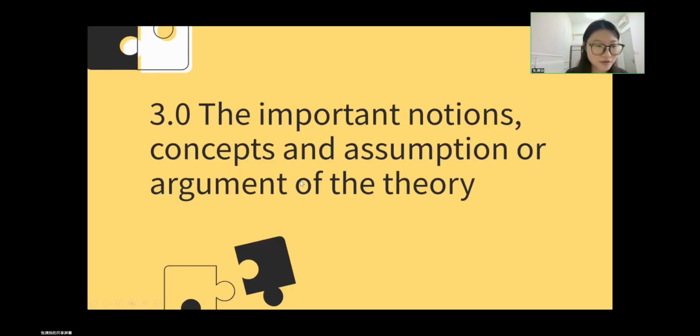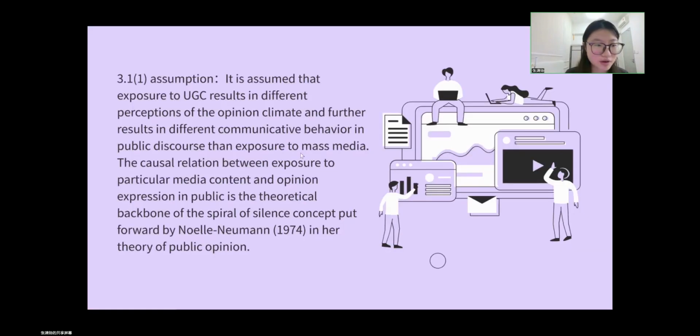What exactly influenced the climate of opinion? So we identified the first hypothesis, the hypothesis that the content uploaded by users leads to differences in the climate of opinion. Through this construction, we can study the causal relationship between media and opinion. The hypothesis is also one of the theoretical pillars of the next important concept of our spiral of silence theory.